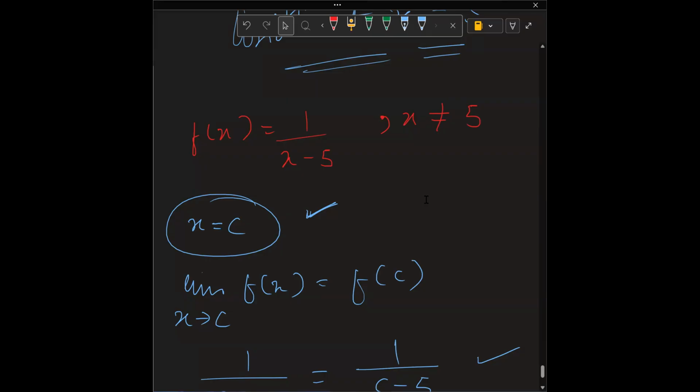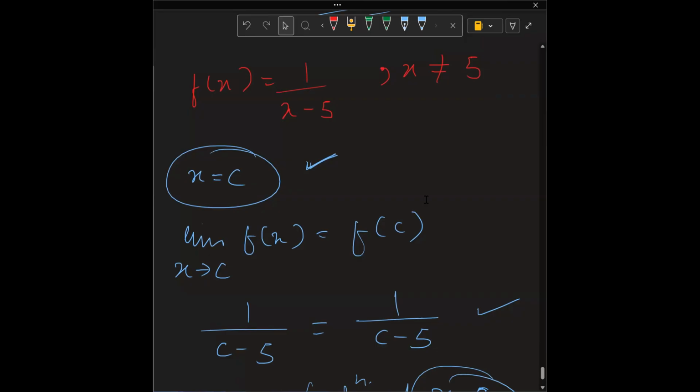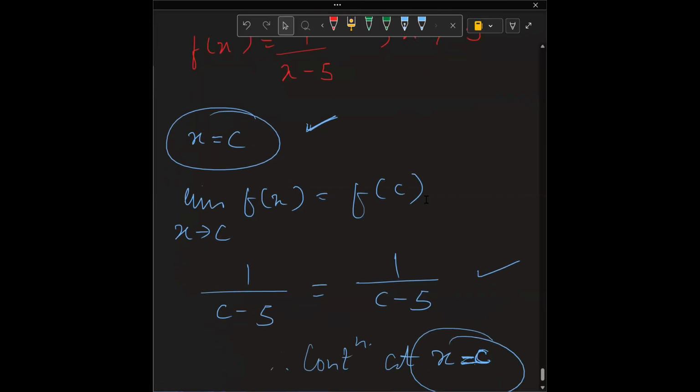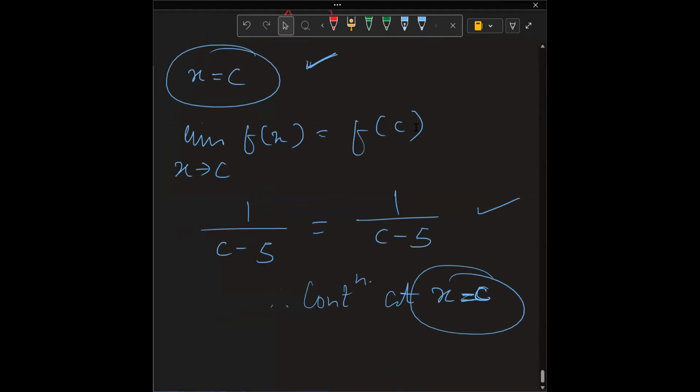What I was saying is that if you are not given any particular point at which you have to check continuity, then in that scenario you can assume any particular x. That's why I have taken x equals c as a general case, and at x equals c I have checked whether our limit is equal to the function value or not. So my function value is this one, and my limit value is this one. That is, limit x tending to c of f(x) equals f(c).